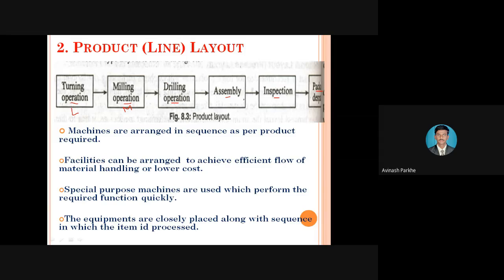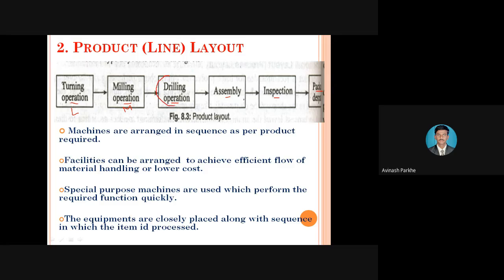Then the second disadvantage is that breakdown of any machine in the sequence may result in the stop of the production. So in this particular production line, in this product type of layout, if the breakdown of any machine takes place, at that time we have to stop the total production line. For example, through this particular figure, I am performing turning operation by using the lathe machine. I am performing the milling operation by using the milling machine.